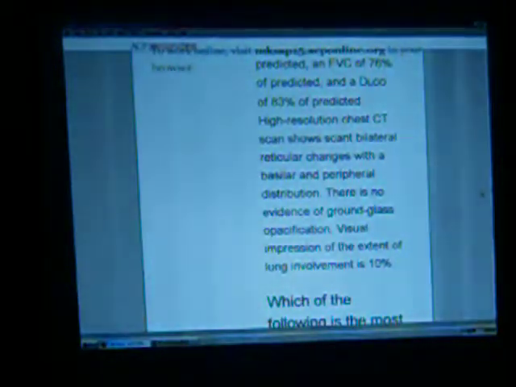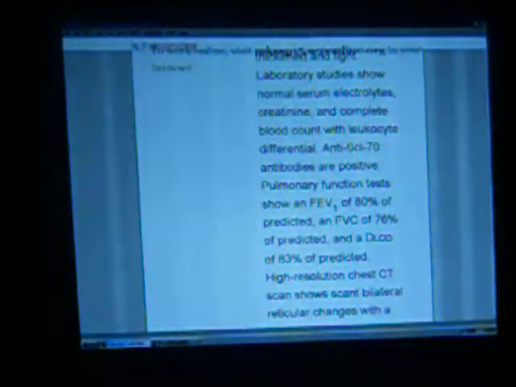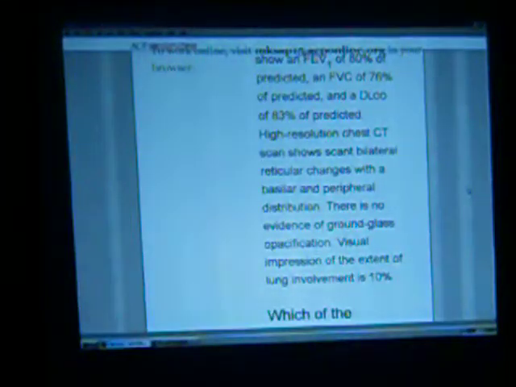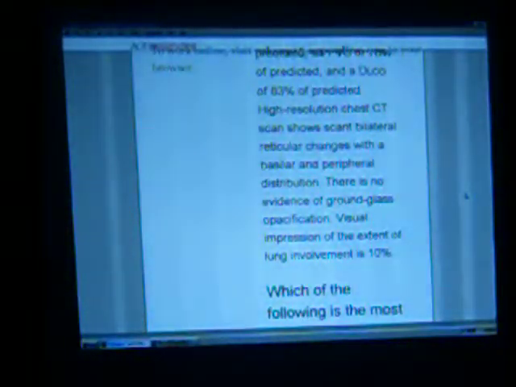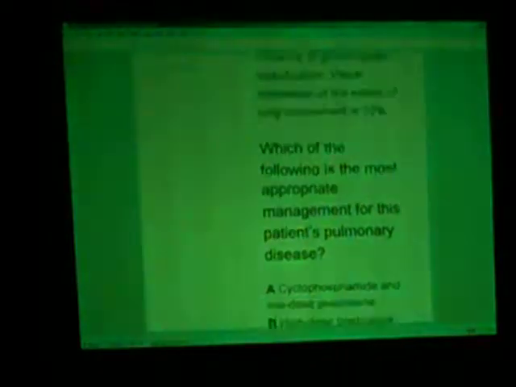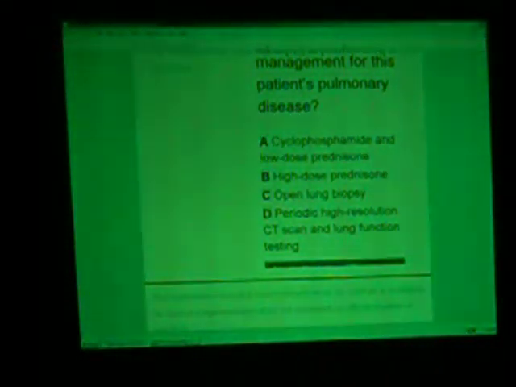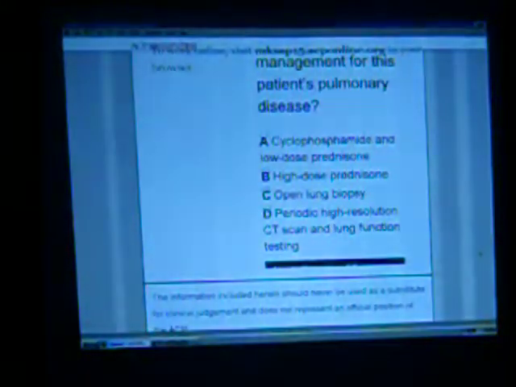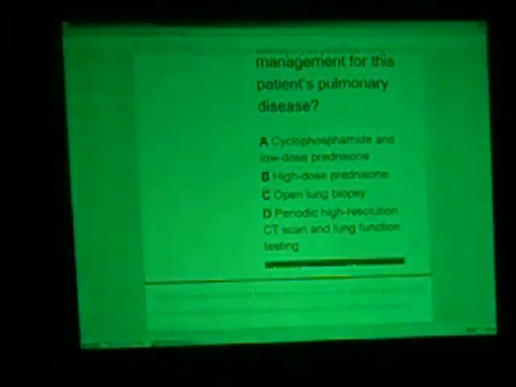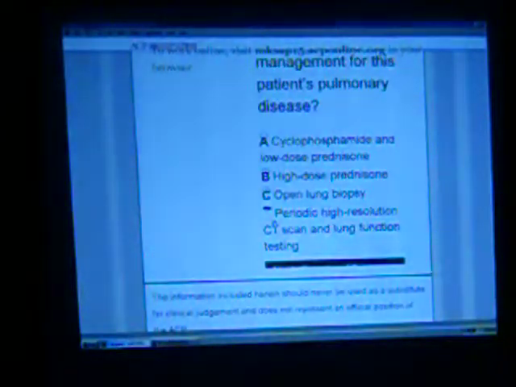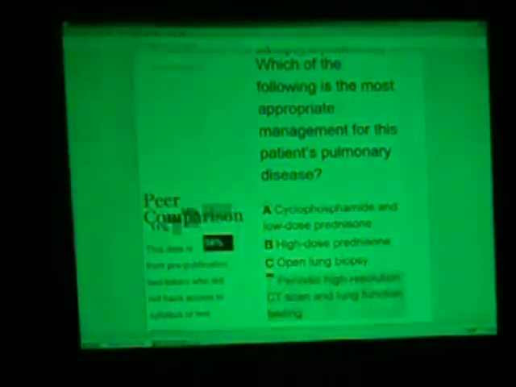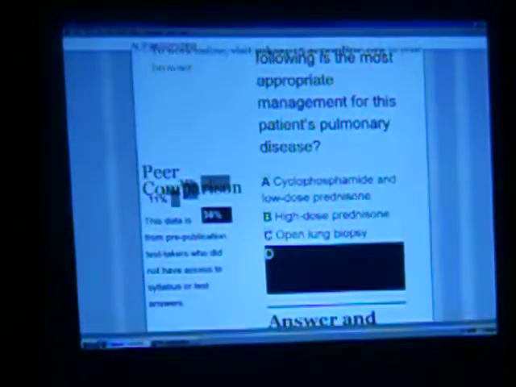The question says 10% ground-glass appearance. The high-resolution CT shows bilateral reticular changes. Is it enough? You have just a few fibrotic changes, right? But this is an active systemic sclerosis, so periodic follow-up, either C or D. Let's follow up. Periodic follow-up. Is that the right answer?